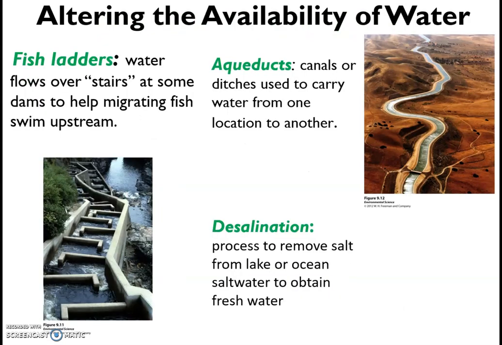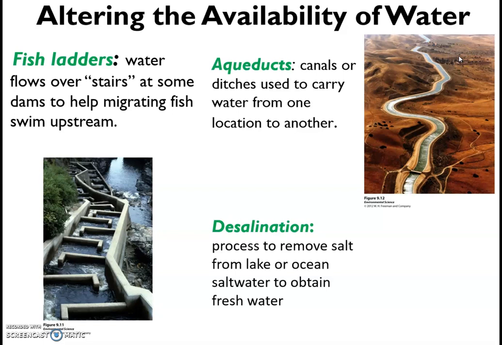There are 4 ways that humans alter the availability of water, and 3 are shown on this slide. The first one is using an aqueduct. An aqueduct is a canal or a ditch that carries water from one location to another. So it might look something like this.